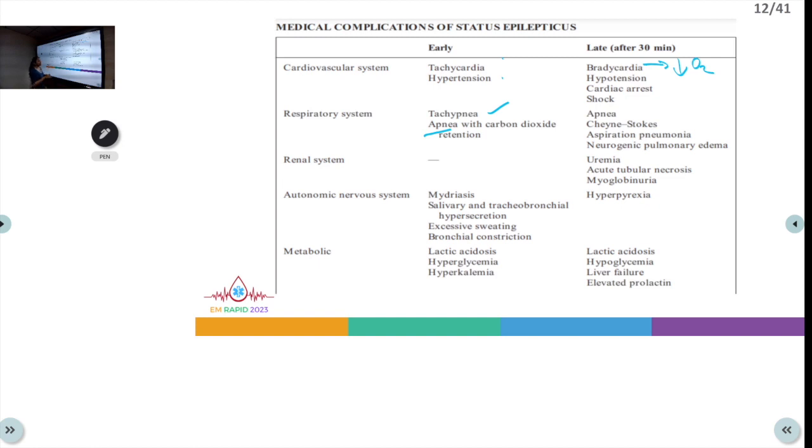And in autonomic nervous system, patient can have mydriasis, increased salivary secretions, that itself patient can aspirate, then excessive sweating, bronchoconstriction, and hyperpyrexia. Metabolic, patient can have lactic acidosis. Then initially patient might have hyperglycemia and hyperkalemia because of the excessive muscle usage. And later on patient might have hypoglycemia, then liver failure, renal failure because of rhabdomyolysis, and in the labs we can see elevated prolactin level and ammonia level.